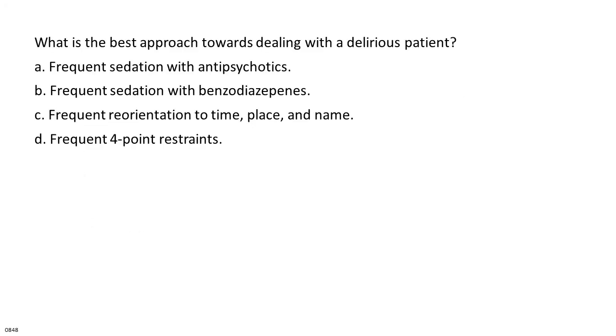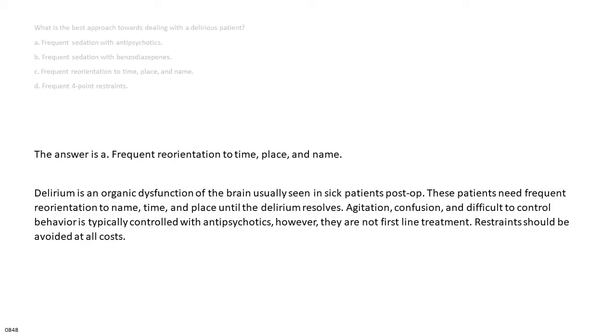What is the best approach towards dealing with a delirious patient? A. Frequent sedation with antipsychotics. B. Frequent sedation with benzodiazepines. C. Frequent reorientation to time, place, and name. D. Frequent 4-point restraints. The answer is C. Frequent reorientation to time, place, and name.